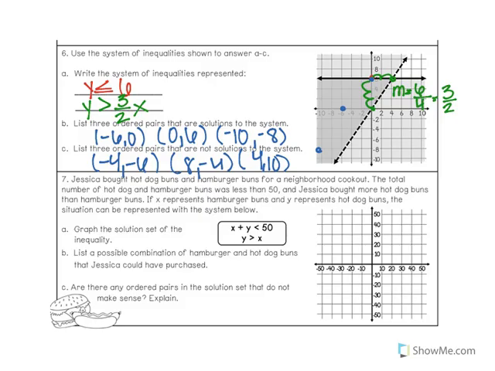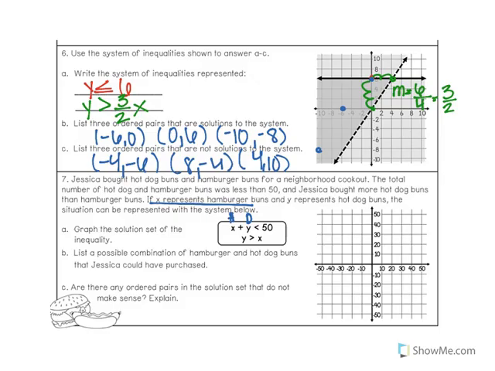All right, so Jessica bought hot dog buns and hamburger buns for a neighbor cookout. The total number of hot dog and hamburger buns was less than 50, and Jessica bought more hot dog buns than hamburger buns. If X represents the hamburger buns, so X is hamburger, and I'm going to put an H above the X just so I remember, and Y represents the hot dog, so I'm going to do D for hot dog. The situation can represent the systems below.